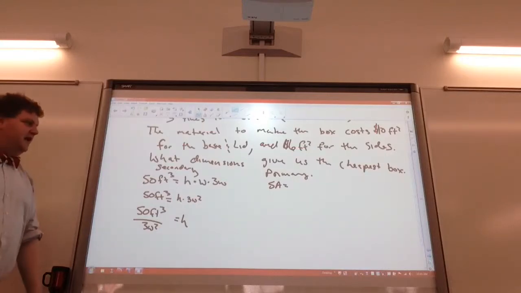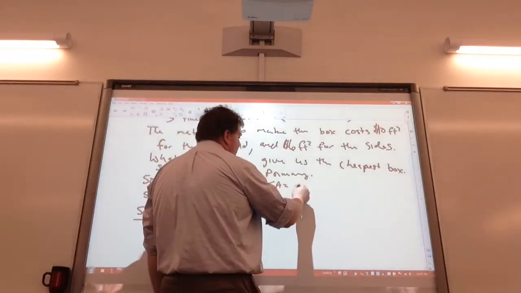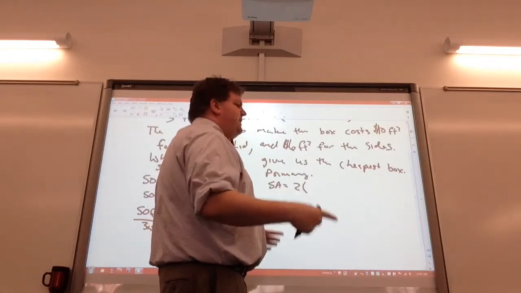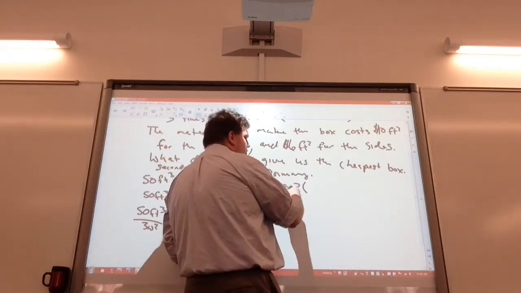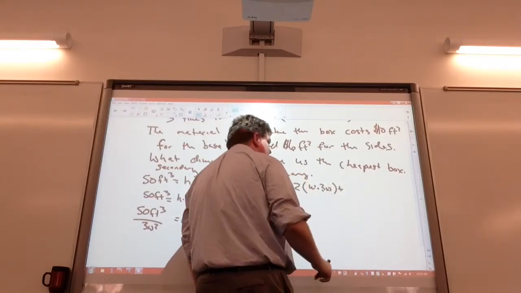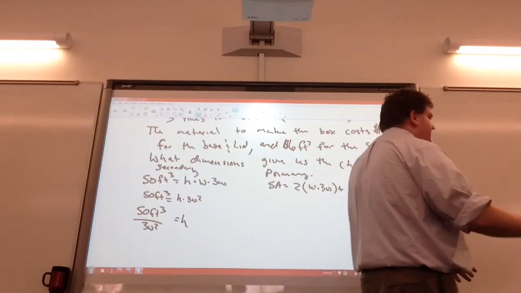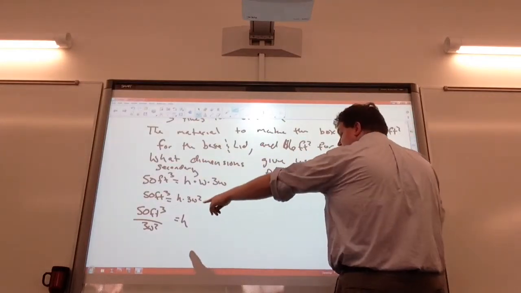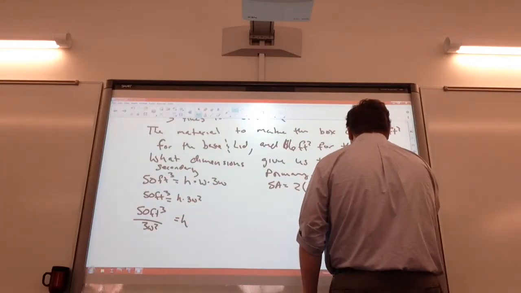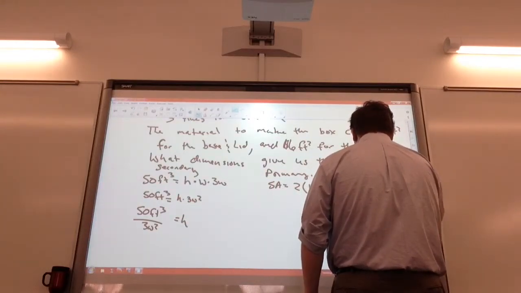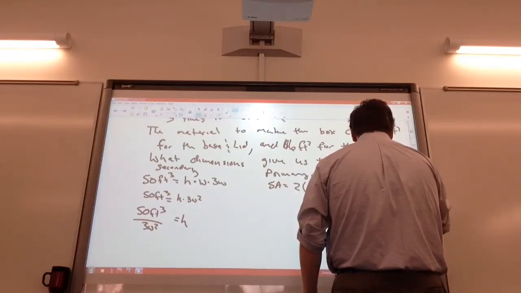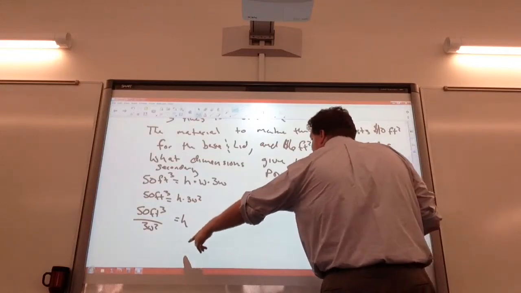The surface area is going to be twice the area of the base, which is length times width, so 2 times W times 3W, plus 2 times the length times the height. The height was 50 feet cubed over 3W squared, so 50 over 3W squared times the length, which was 3W, plus 2 times that same height times W.